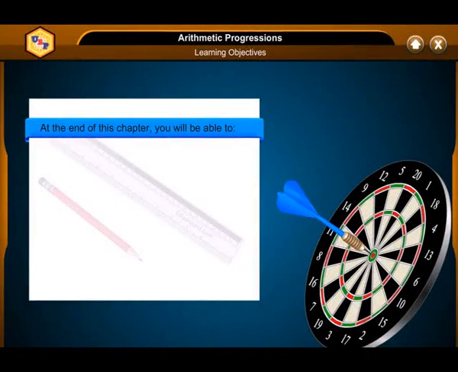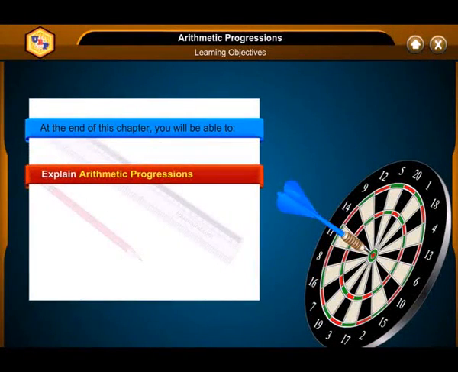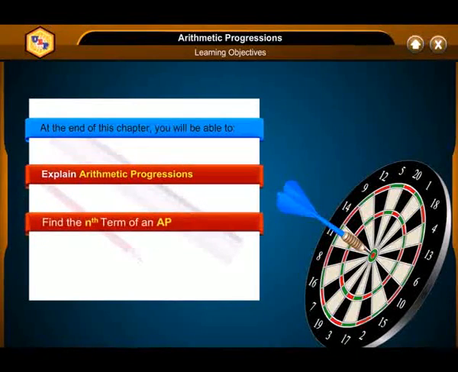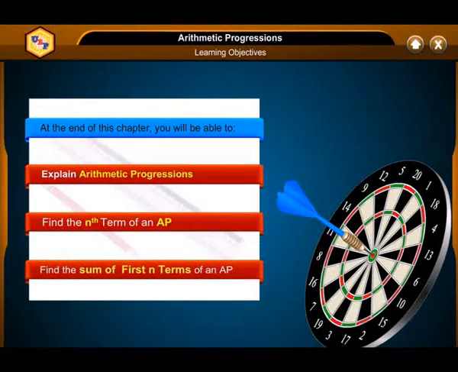At the end of this chapter, you will be able to explain arithmetic progressions, find the nth term of an AP, and find the sum of the first n terms of an AP.